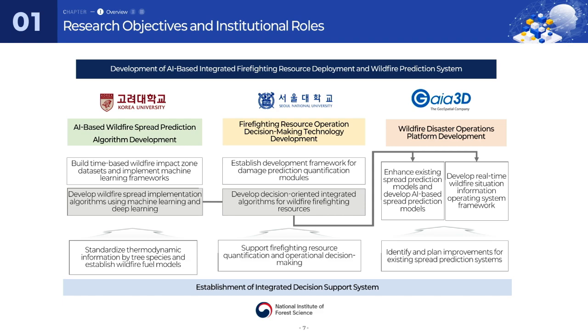Korea University developed a spread prediction algorithm using domain knowledge-based AI technology. And Seoul National University developed an AI-based integrated decision support algorithm for optimizing the deployment of firefighting resources, determining the most effective positioning of equipment and personnel. Then Gaia 3D integrated these technologies to develop a comprehensive digital twin-based WebGIS wildfire spread prediction system.